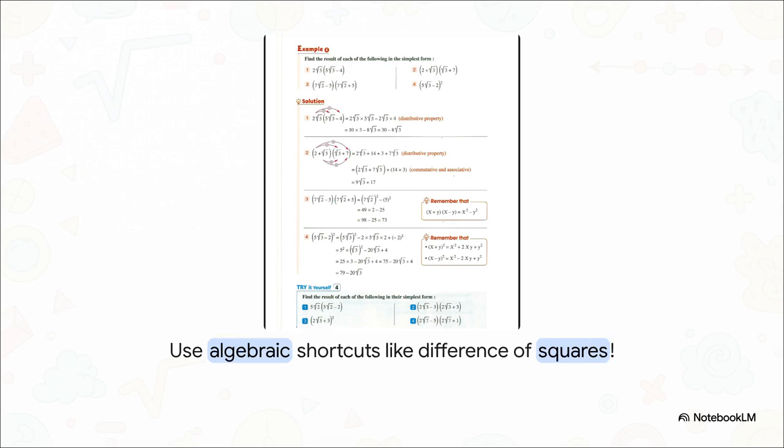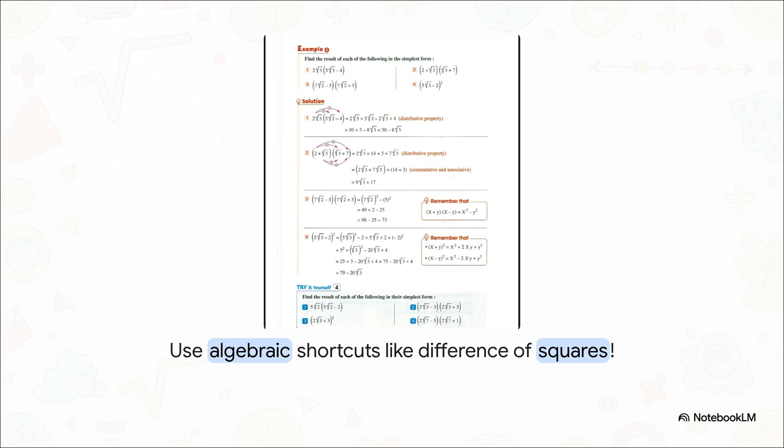But best of all, your absolute favorite algebraic shortcuts still work perfectly here. Take a look at this kind of intimidating problem. 7 root 2 minus 5 multiplied by 7 root 2 plus 5. If you recognize this as a difference of squares, where x minus y times x plus y equals x squared minus y squared, you can literally just plug in the formula.